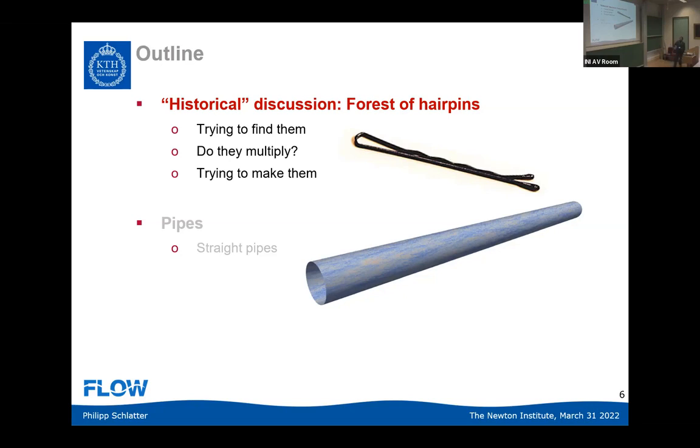We then also tried to look at whether some of the proposed mechanisms of hairpin vortices multiplying actually work in turbulent flows or not. And then at the end, because maybe these two first points were not so easy as we thought initially, we also tried to make hairpins artificially and see to what extent they actually survive. So that's the outline of the first part.